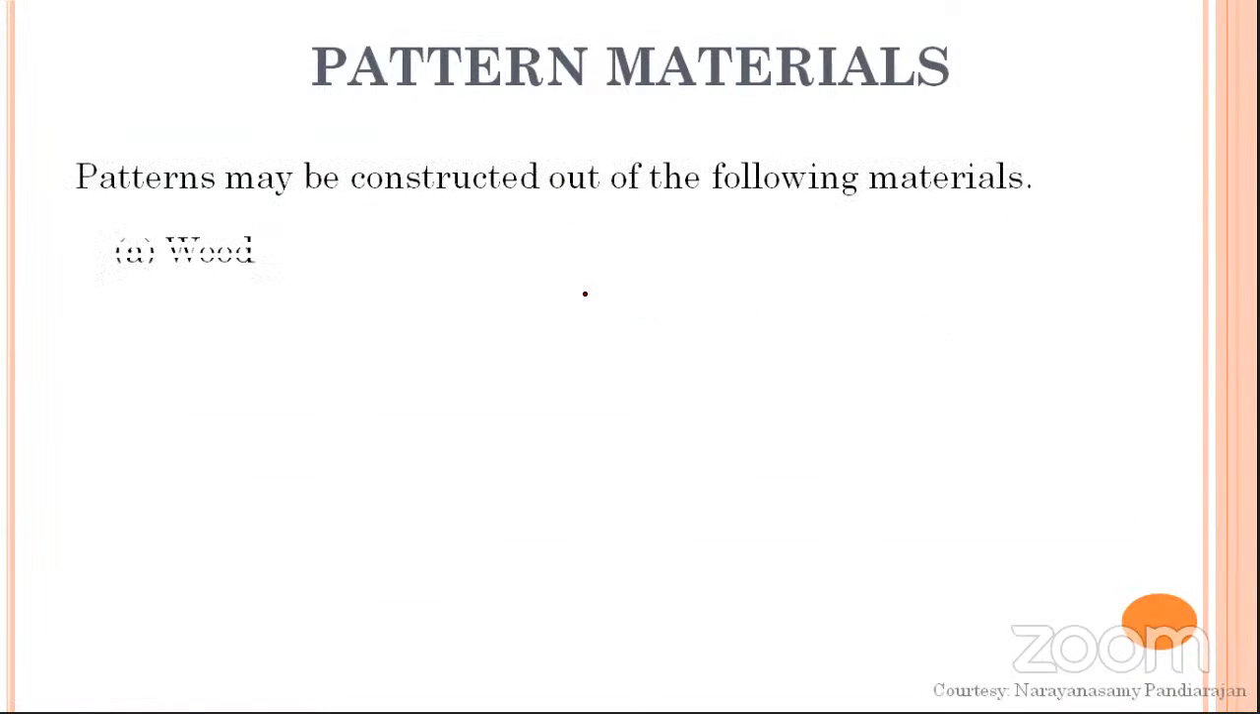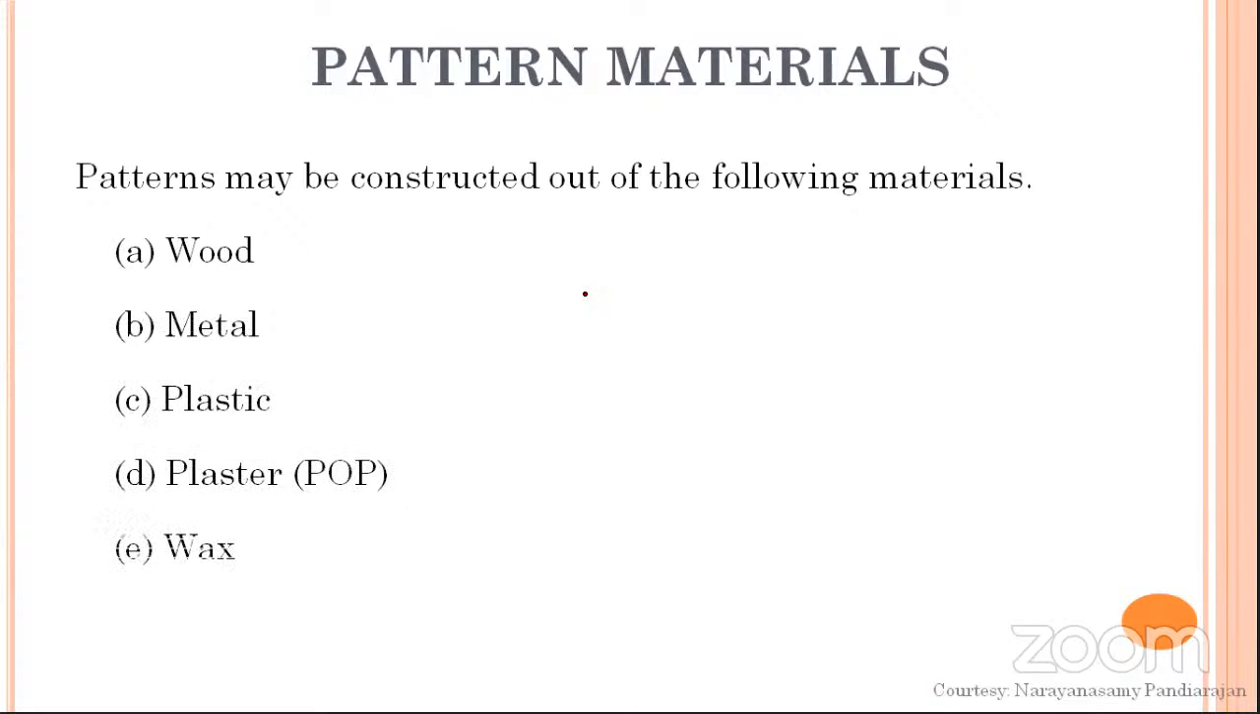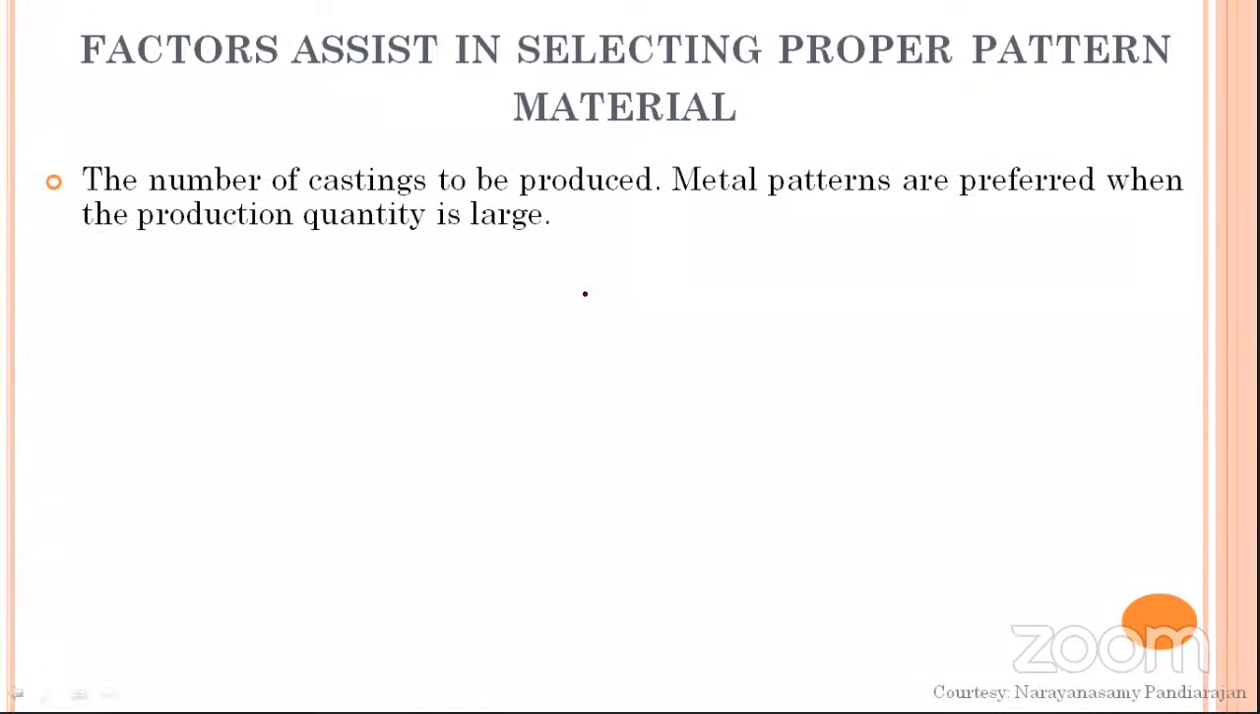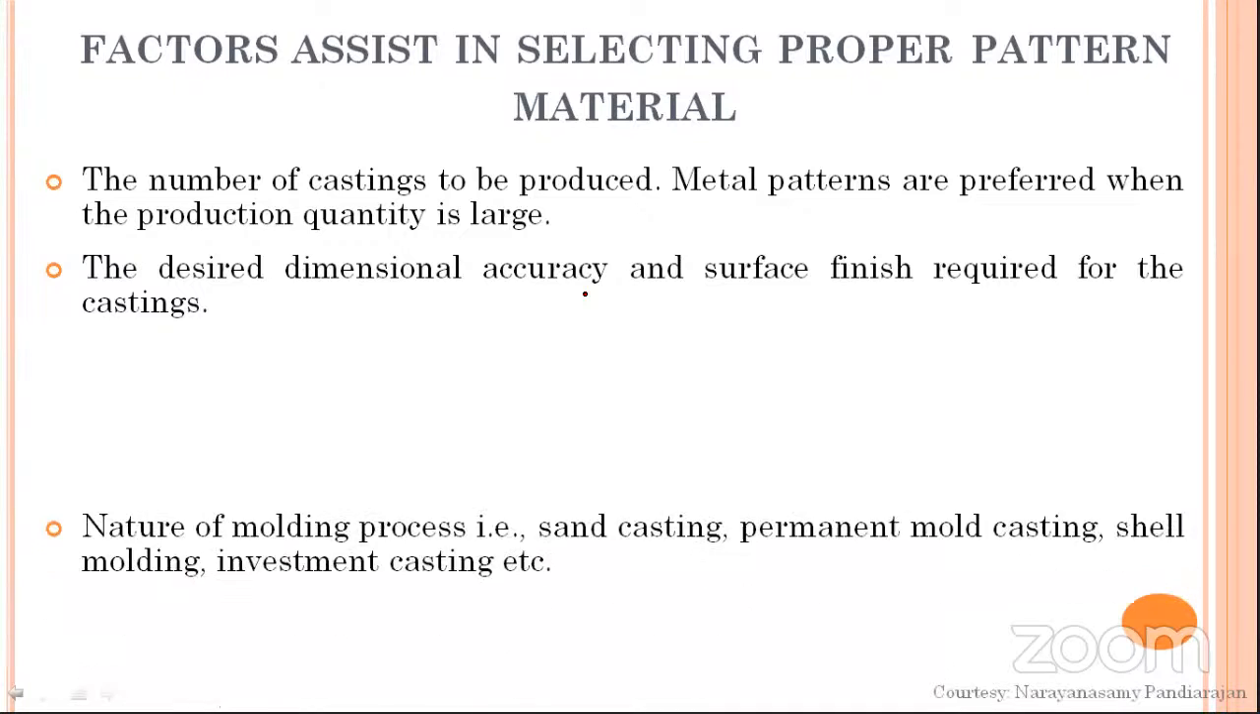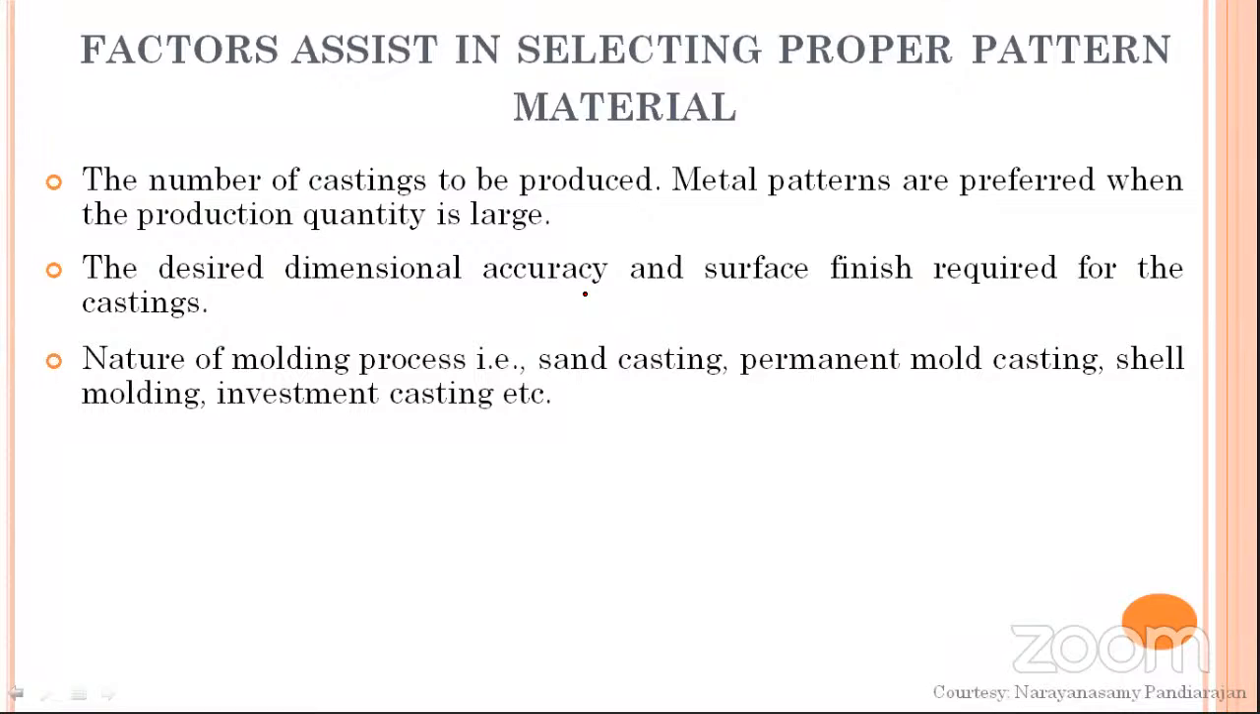So as you said, following are the materials that are used for preparing a pattern: wood, metal, plastic, plaster of Paris, wax. Now what are the factors that assist in selecting the proper pattern material? It again depends upon how many components you are preparing. If you are producing a large number of components, let us say 1,000 or 10,000, then what kind of pattern material do I have to choose? If I'm going to produce only one or two components, what kind of pattern material do I have to use?